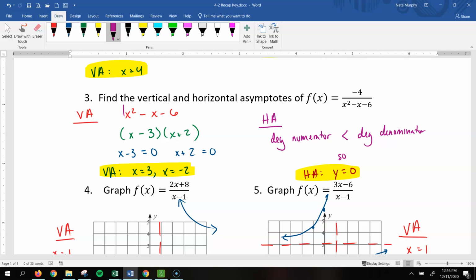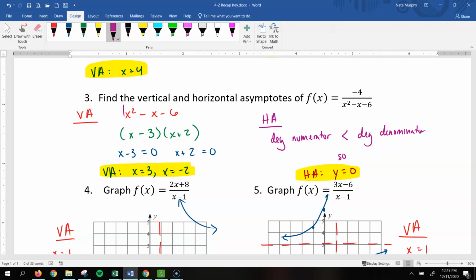Now for this one, you might be wondering, for the horizontal asymptote, what's the degree in the numerator? Well, we don't have an x, so you can think of it as x to the 0 power. There's no x there. So the degree in the numerator would just be 0, and the degree of x squared would be 2. So here the degree in the numerator is smaller than the degree in the denominator. As a result, if that ever happens, then the horizontal asymptote would be y equals 0. Okay, so you want to make sure that you know those 3 scenarios for the horizontal asymptote.